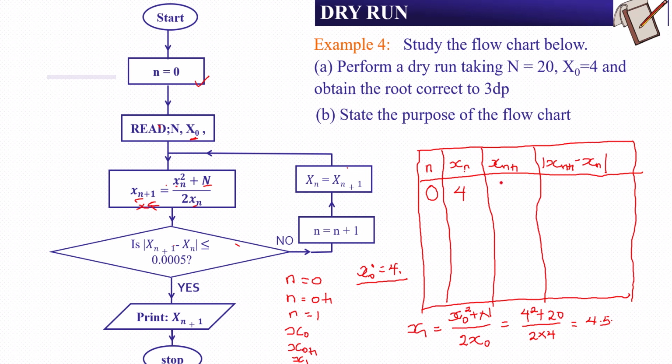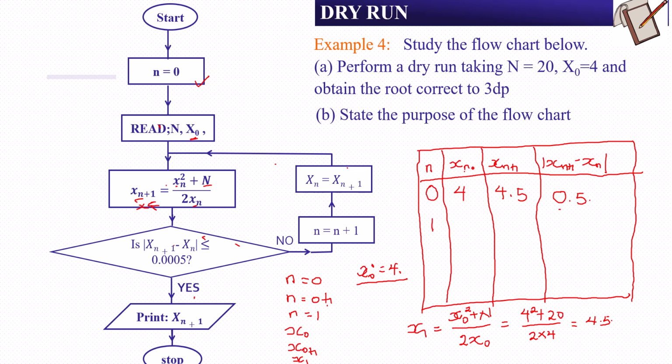And we come here and put our value as 4.5. And this becomes 4.5 minus 4, which gives us 0.5. And when you check this value in our decision box, you realize that it is not less than 0.0005. So we have to take this side of no, go and increase the value of n. So our n now becomes n plus 1. That means 0 plus 1 will have 1.